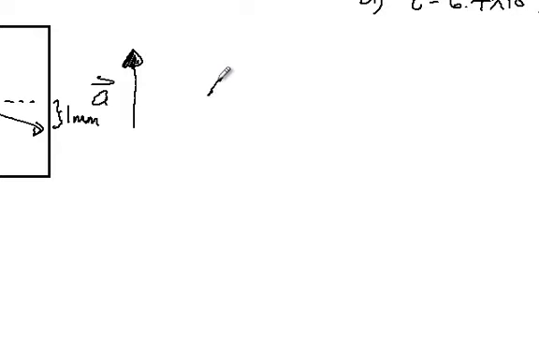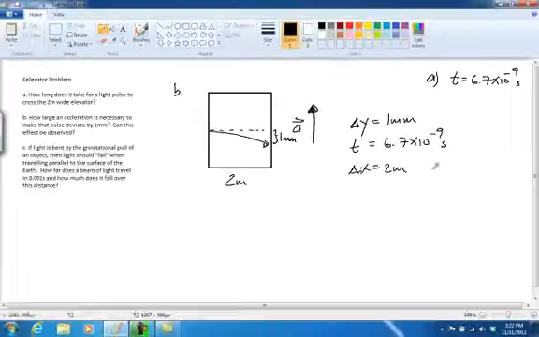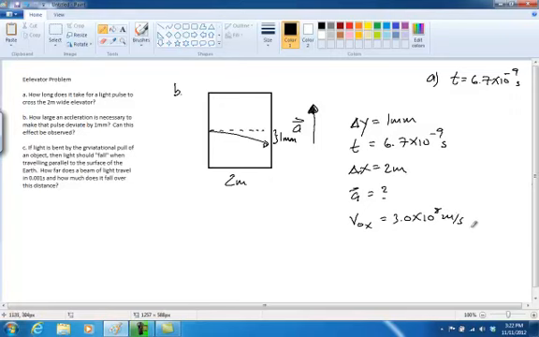So what we know is that we're going to have a change in y equal to 1 millimeter. We know that it's going to happen in a time frame from part A of 6.7 times 10 to the negative 9 seconds. We also know that it's going to travel a distance horizontally, delta x, of 2 meters. And we also know that there's going to be an acceleration quantity, which we're looking for, and we also know it has an initial velocity that's all in the x direction of 3.0 times 10 to the 8 meters per second, and it also has an initial y velocity of 0 meters per second.